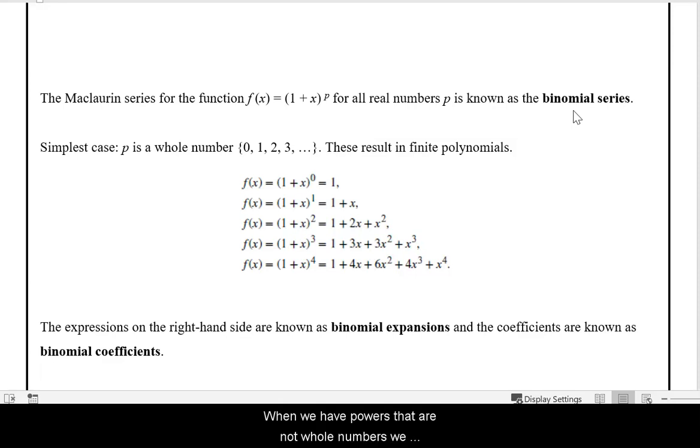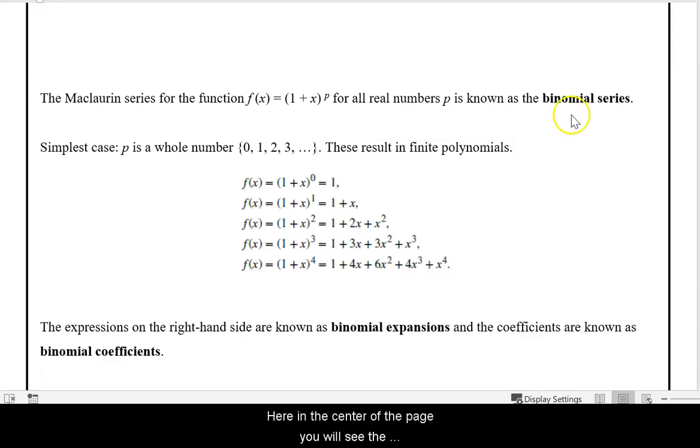When we have powers that are not whole numbers, we don't end up with finite polynomials. Finite polynomials are reserved for powers of binomials where the power itself is a whole number. These give us a finite polynomial.